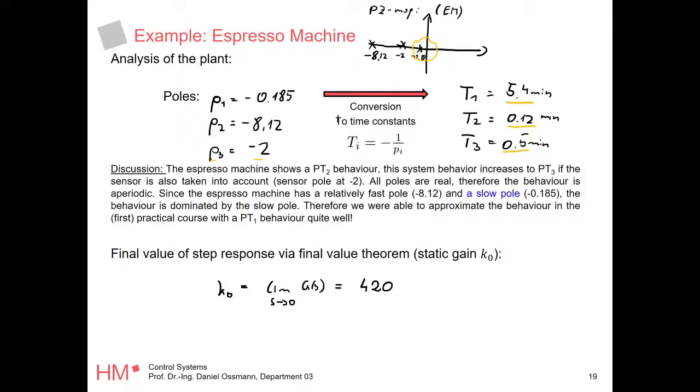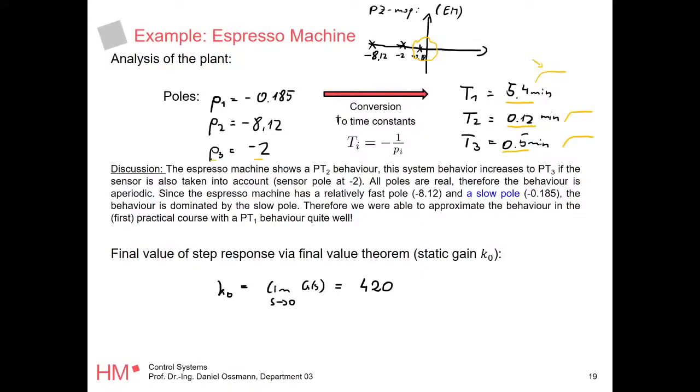So our system response, if we introduce a step into an espresso machine, is built up of these three eigenmotions. These are all exponential functions you can think of when you do a step input, which you're adding up. And this one has a time constant of 5.4 minutes, so this is actually the slowest one.